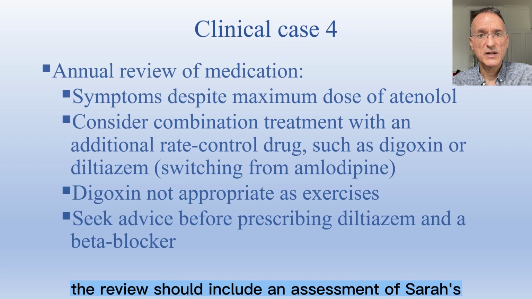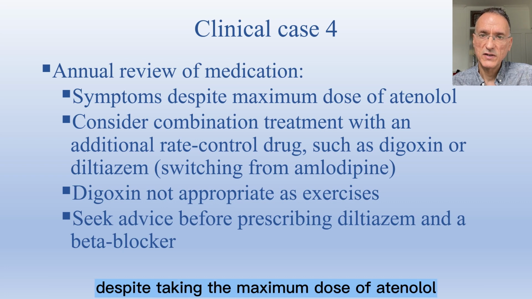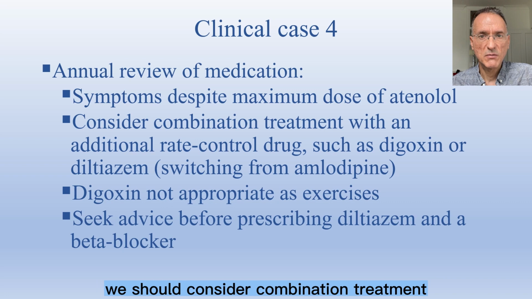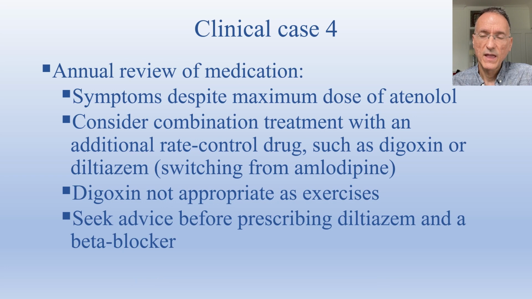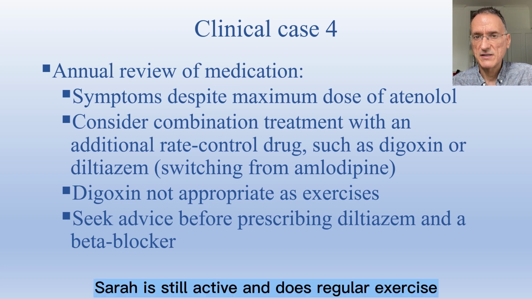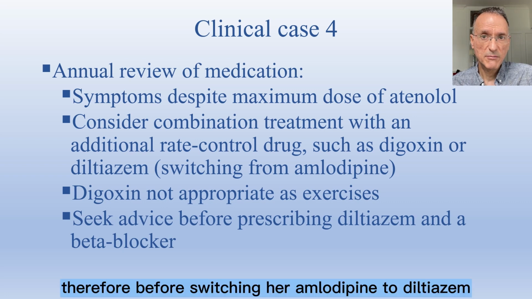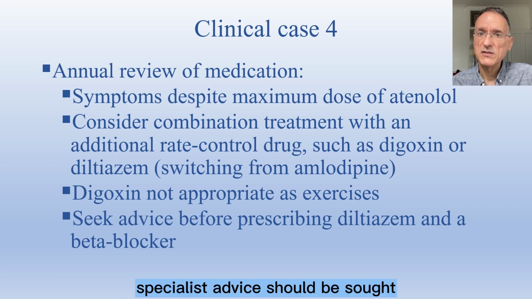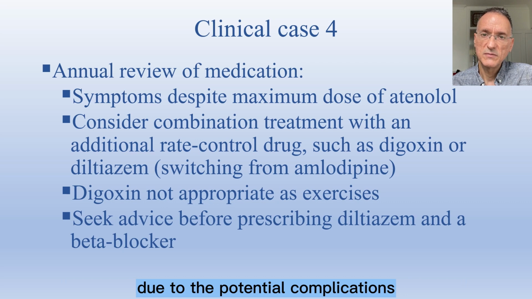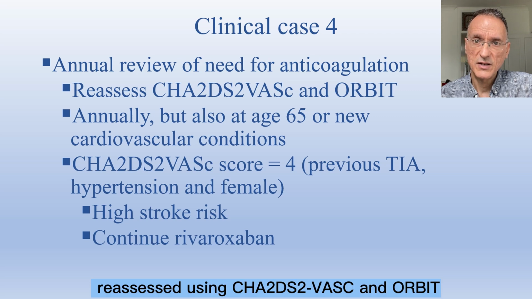The review should include an assessment of Sarah's medications, and since she is experiencing persistent symptoms of AF, despite taking the maximum dose of atenolol, we should consider combination treatment with an additional rate control drug, such as digoxin or diltiazem. Sarah is still active and does regular exercise, and therefore digoxin is not felt to be appropriate. Therefore, before switching her amlodipine to diltiazem and prescribing it with a beta blocker, specialist advice should be sought due to the potential complications. Sarah's stroke and bleeding risk should also be reassessed using CHA2DS2-VASc and ORBIT.